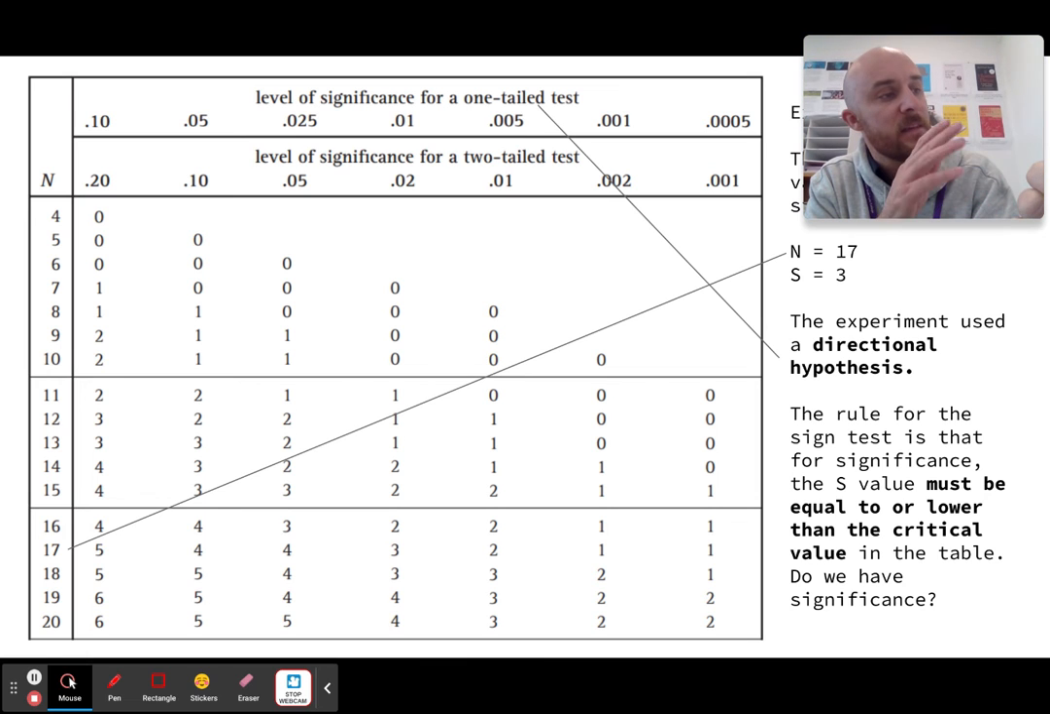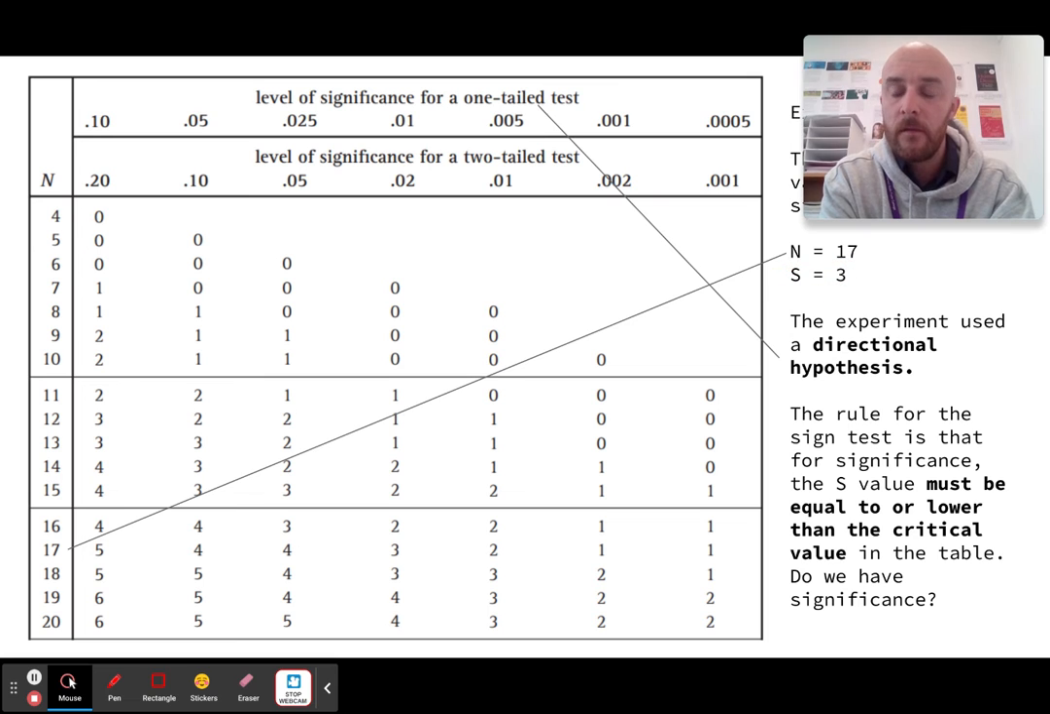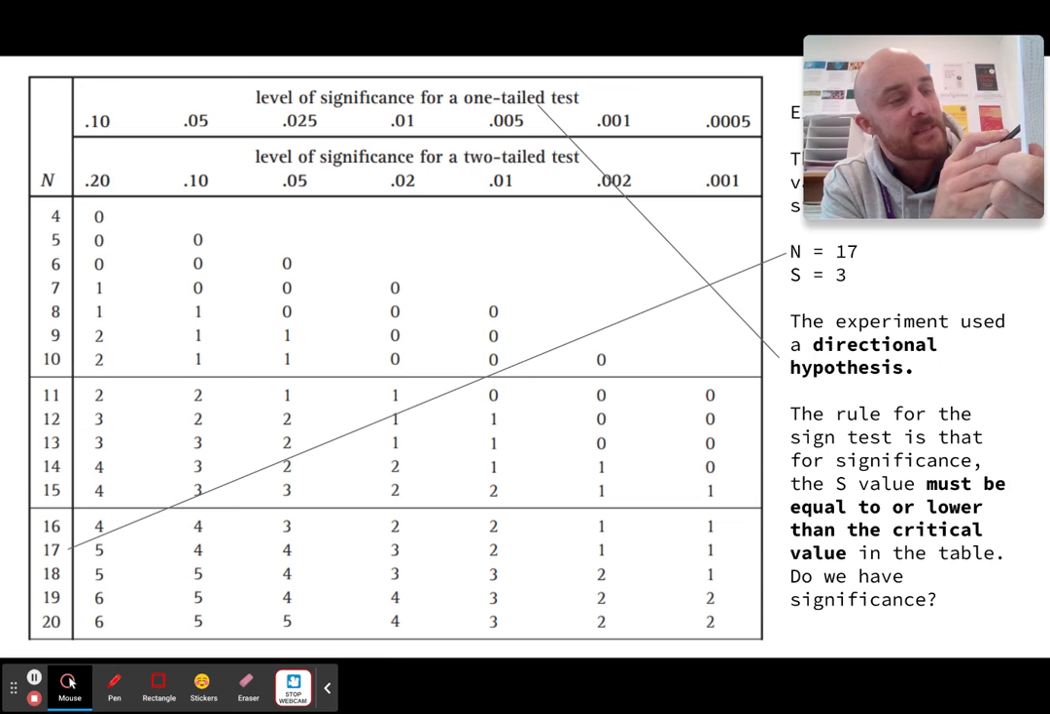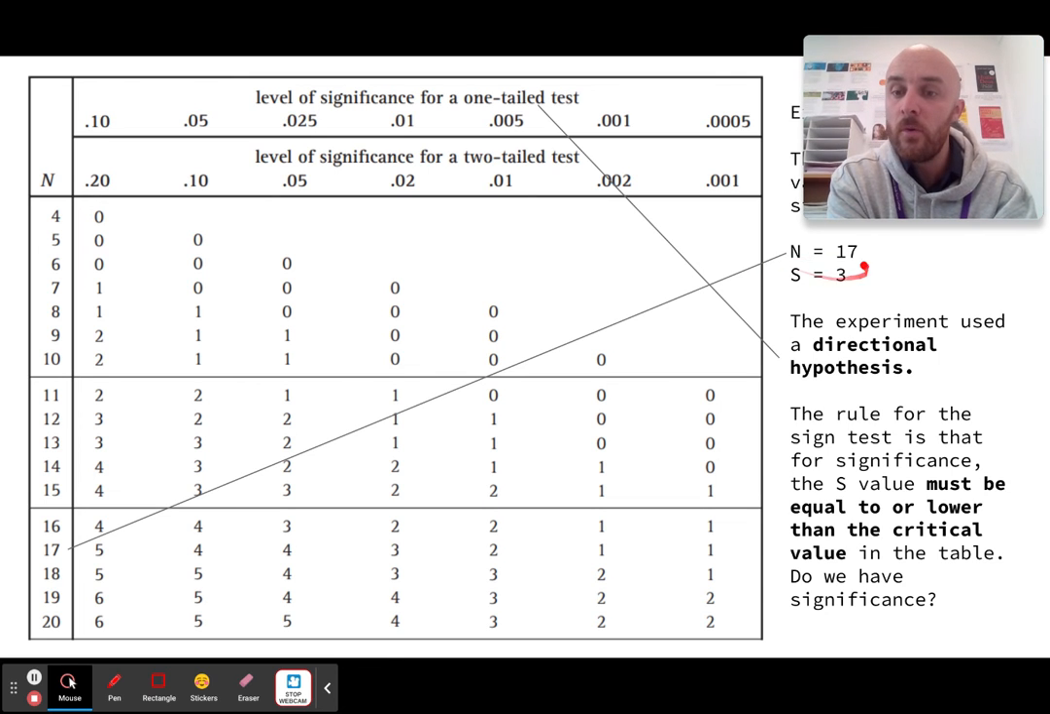This one here says the calculated S, so this just here, so basically, for us to have significant findings, for us to be at least 95% sure, the calculated S must be equal to or lower than the critical value that you come up with. So my question to you is, is 3 equal to or less than 4? Yes, it is. Therefore, in this imaginary stats test, we are at least 95% sure that it was the IV that affected the DV.